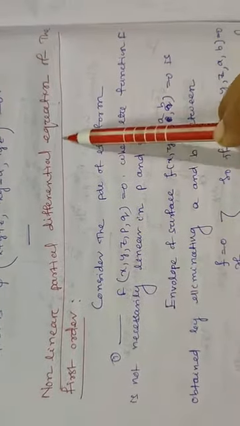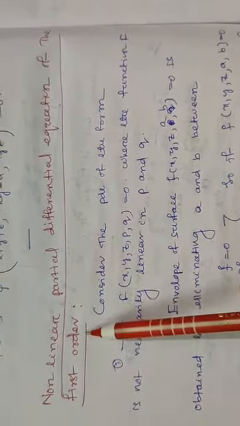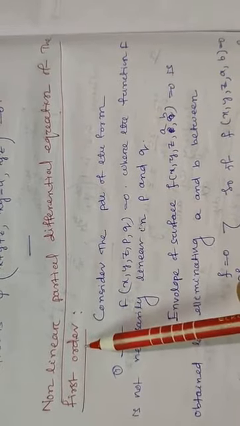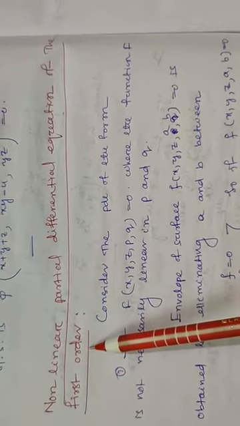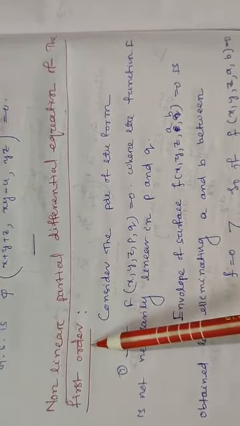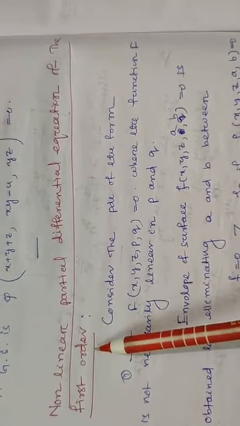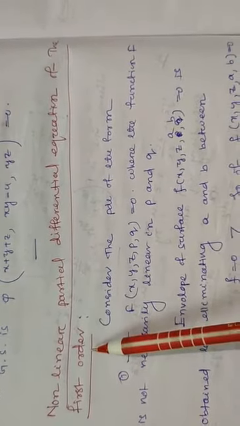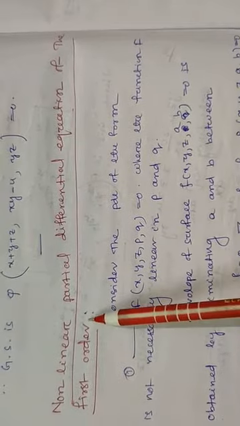Nonlinear partial differential equation of first order. We have already discussed first order PDE which is linear, and we have solved that by Lagrange method. The equation is of the type Pp plus Qq is equal to R.